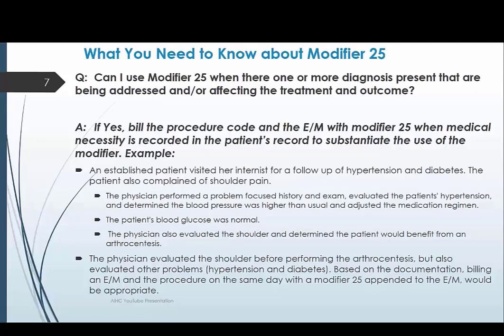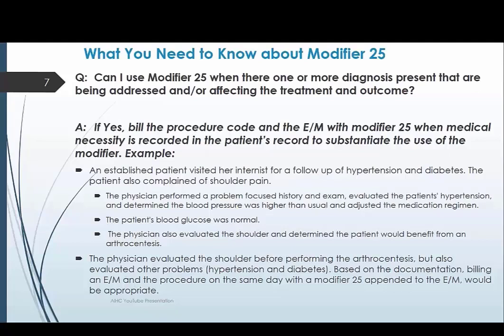So let's say an established patient comes in to see the internist for a follow-up with hypertension and diabetes. The patient also complains of shoulder pain. Physician performs a problem-focused history and exam, evaluates the patient's hypertension, and determines the blood pressure was higher than usual and adjusts the medication. The patient's glucose level was normal.